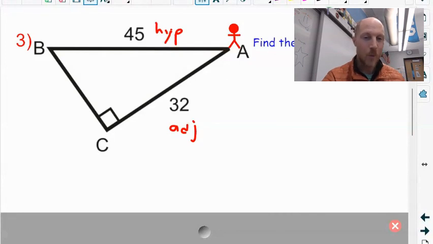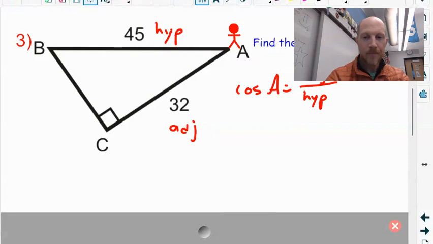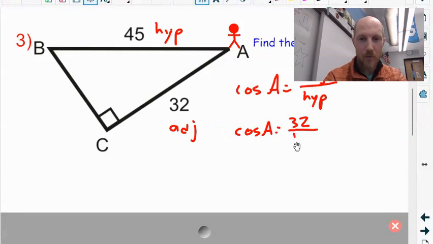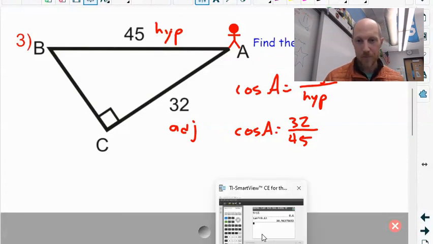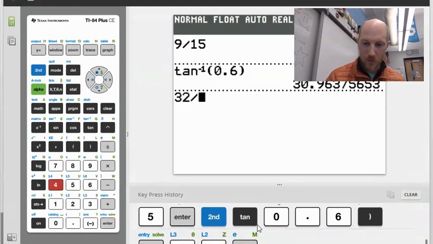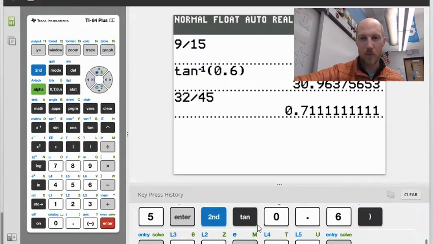Next, I need to determine which is the trig ratio that uses those 2 sides. So hypotenuse and adjacent is going to come from cosine. Cosine is always the adjacent on the top of the fraction and the hypotenuse on the bottom. Okay, so that's what the ratio looks like. I'm going to put in the numbers from the problem. So the cosine of angle A, the adjacent side was 32, the hypotenuse is 45, and I will go ahead and divide 32 divided by 45 to find the decimal version of that. That's 0.7111111.